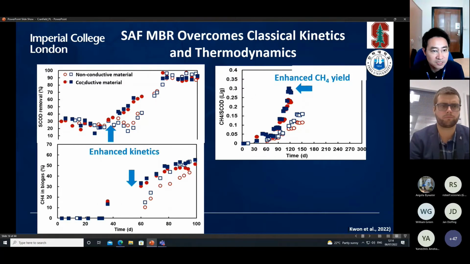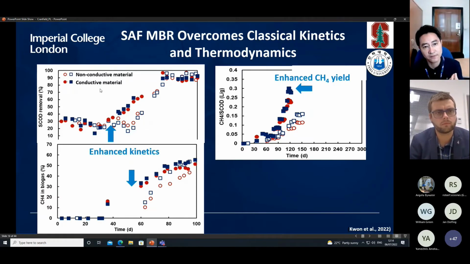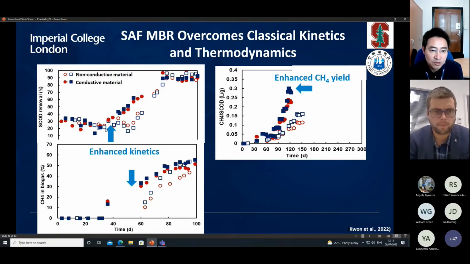So we have GAC, where the non-conductive material is a control, the conductive material is GAC, and we also have a carrier coated with conductive material together. You can see the COD removal kinetics increase quite quickly. You can pick up very quickly, and the methane production rate increases so quickly, and you can also see the methane yield increase. Why is that, and how did it turn out this way?